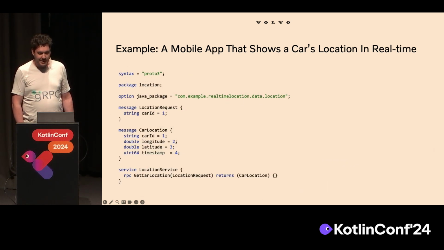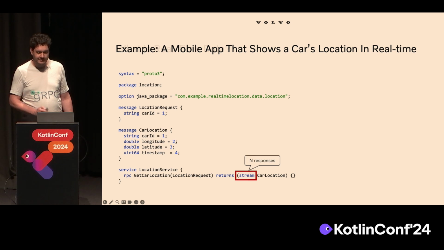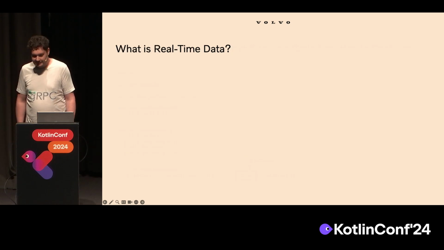Once again, we go back to the schema. And we add stream to denote a stream of n responses down here. And this is now a streaming RPC. That's the only change we need to do. And with that, Esan, take it away.